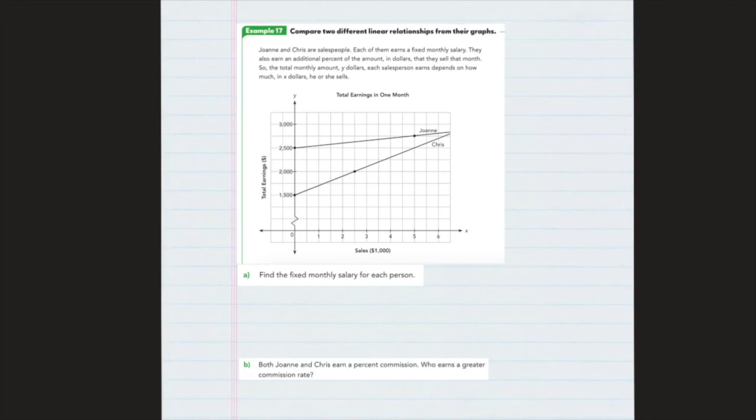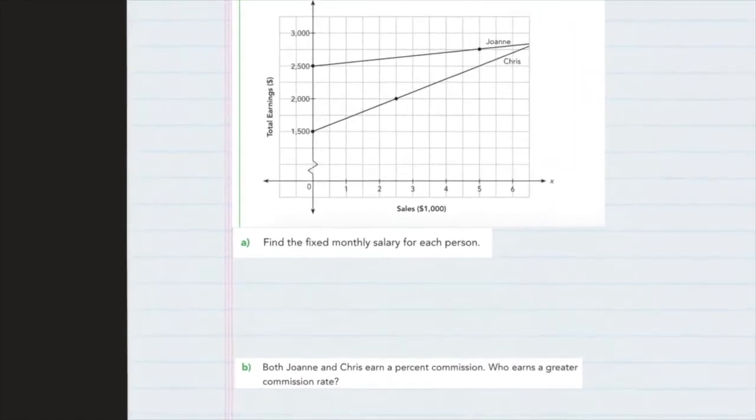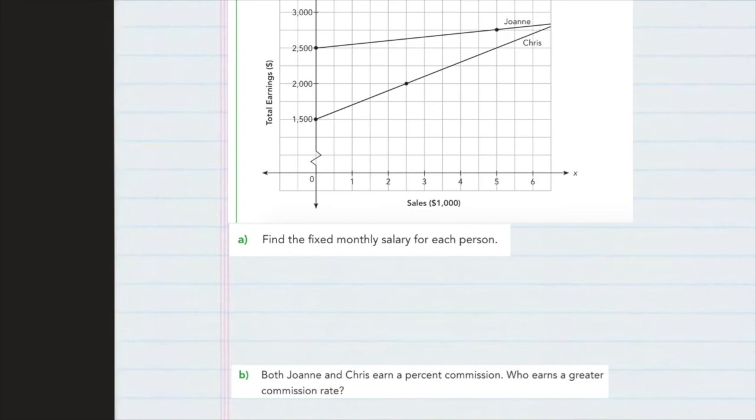that month. So if you're not a very good salesperson, you're not going to earn a lot of money past your fixed monthly income. So that fixed monthly salary that they're talking about, that is if you sell nothing. They have to give you some sort of minimum amount. So in this case, if they sell nothing, that's the same thing as the vertical intercept.